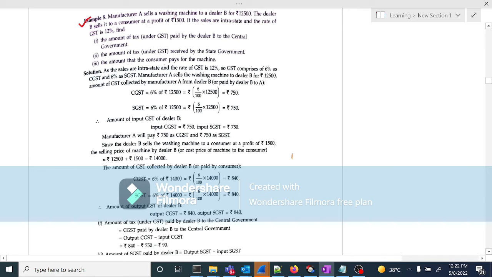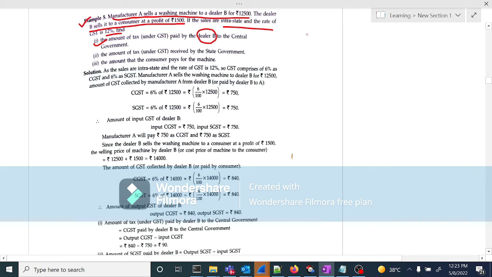Now it comes to our fifth example. Look at this example with more focus and concentration because it's getting a bit tricky. Manufacturer A sells a washing machine to a dealer for 12,500. So the dealer buys a washing machine from the manufacturer at 12,500 rupees. Then the dealer sells it to the customer making a profit of 1,500 rupees. It's all intrastate, so there is no IGST involved, and GST is 12%. You have to find the amount of tax paid by dealer B to the central government. B will pay some additional tax to the central government, because there will be a difference in input and output tax. I will show how.